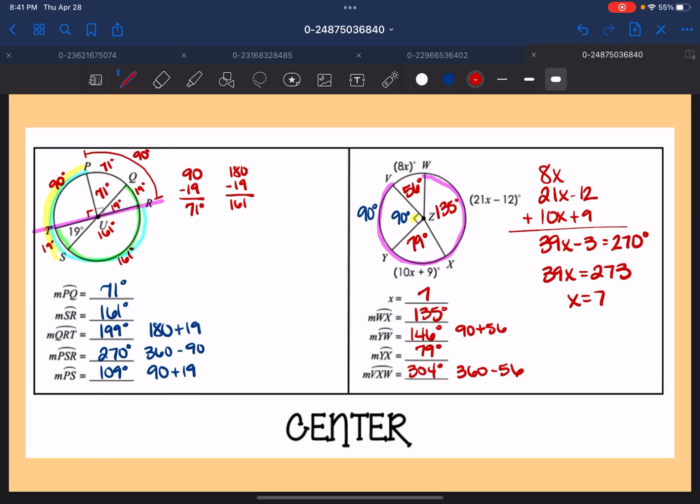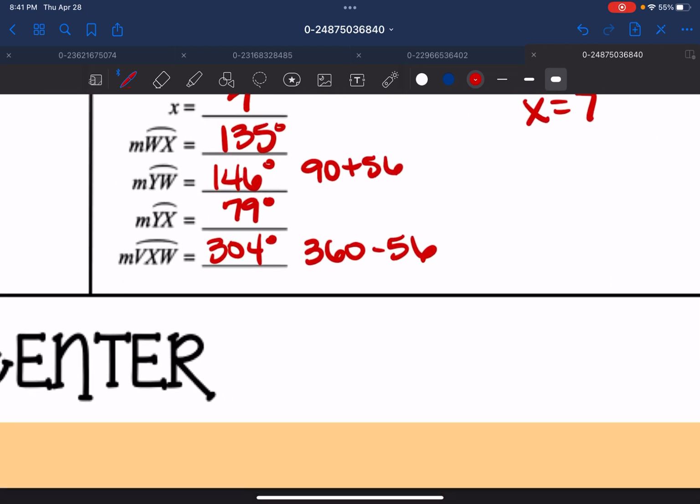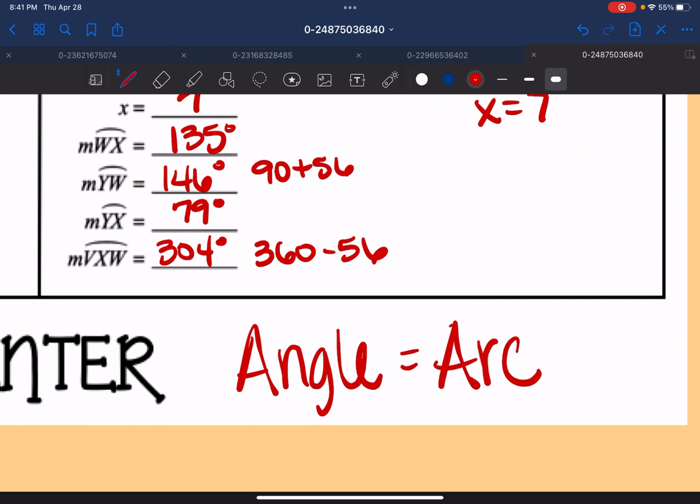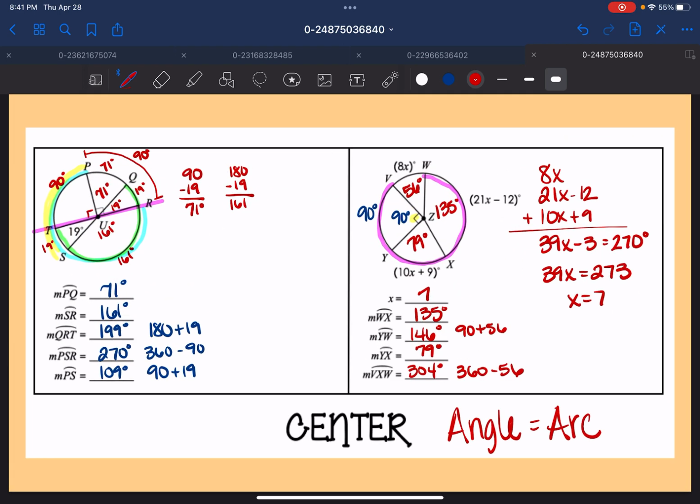Okay, so those are central angles. At the bottom, on your notes, by the word center, on that tab there, I want you to write this formula for me. Angle equals arc. That way, when your foldable is just flat, you can see all your formulas that we're going to use for this. Just remember, if you know the angle, you know the arc. You know the arc, you know the angle. The vertex is in the center. This is always going to work.